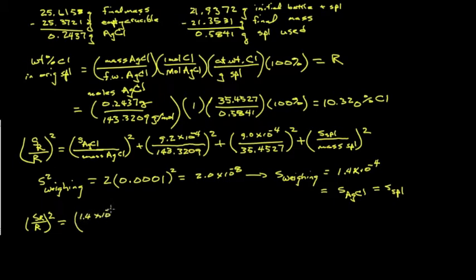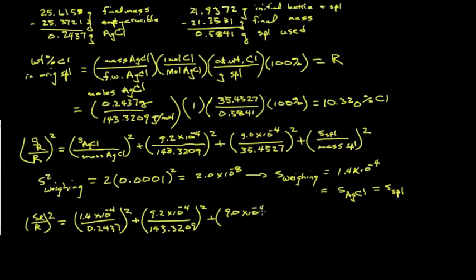So if we put that into our equation, the relative error is equal to 1.4 times 10 to the minus 4 over a mass of 0.2437 quantity squared, plus 9.2 times 10 to the minus 4 over 143.3209, that quantity squared, plus 9.0 times 10 to the minus 4 over 35.4527 quantity squared, plus, again, the error for two weighings, 1.4 times 10 to the minus 4, divided by the mass for the sample, 0.5841, that quantity squared. I get, for this first term, 3.30 times 10 to the minus 7.